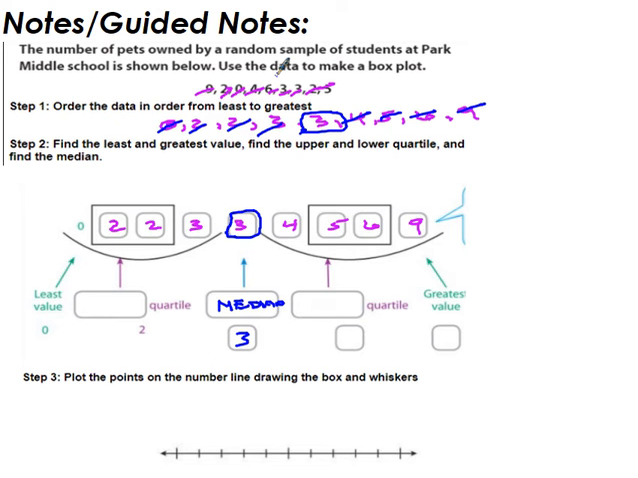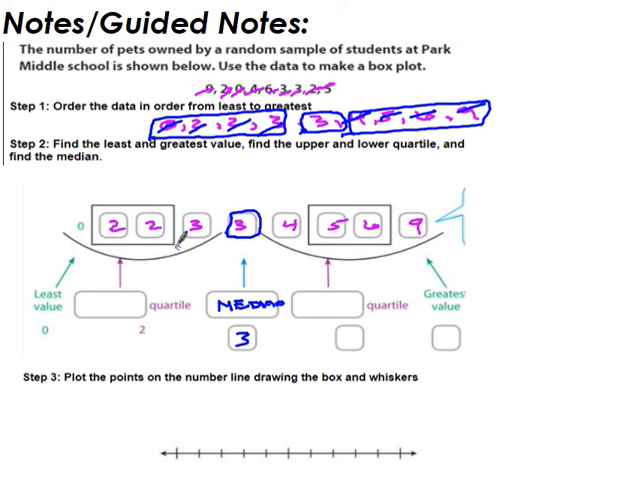Now that we have our median, we have the lower half of our data and the upper half of data on each side of the median. This is my lower half, this is my upper half. For the lower quartile, you're just finding the median again, but of the lower half of your data. So I'm trying to find the median of just these 4 numbers. I'm trying to find the middle number here.